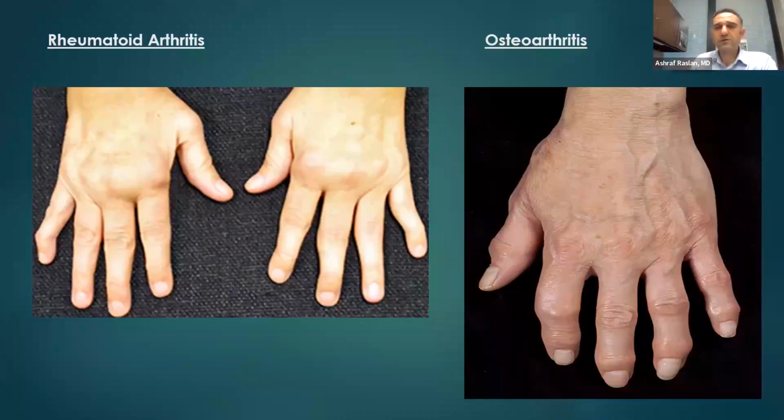rheumatoid arthritis and osteoarthritis affect different joints. Rheumatoid arthritis typically affects these knuckles here and maybe what we call the proximal joints in the middle of the fingers, but it does spare, in most people, these distal joints. It's the opposite in osteoarthritis. The distal joints here, the ends of the fingers, are the most affected, and usually these knuckles are spared. They are affected in rare cases.